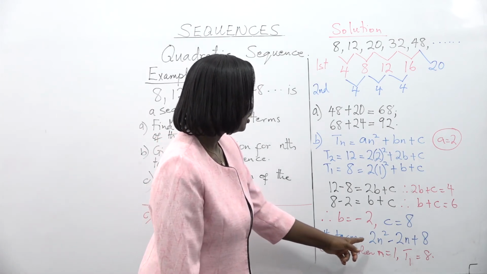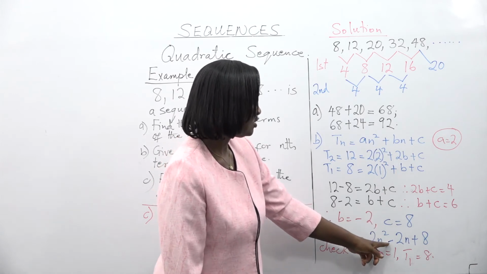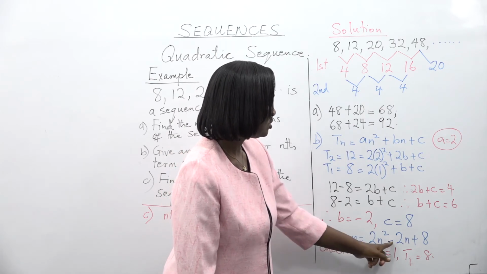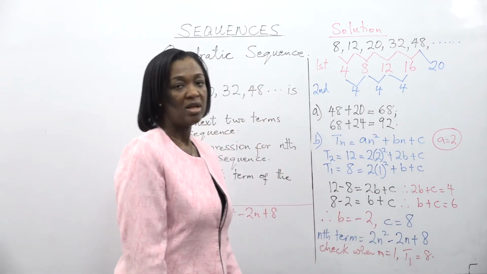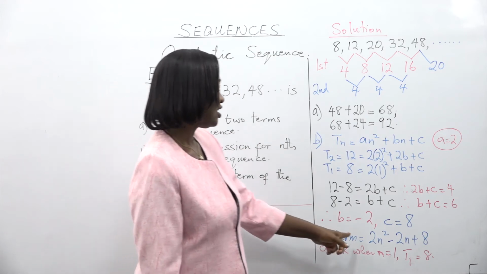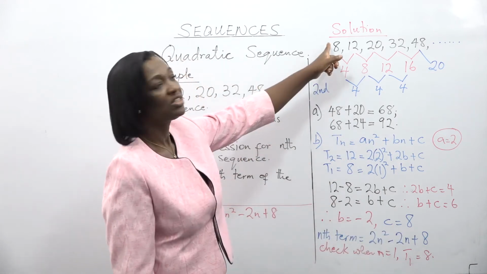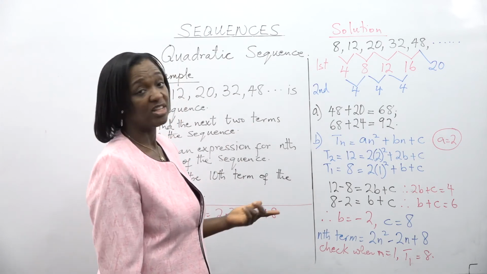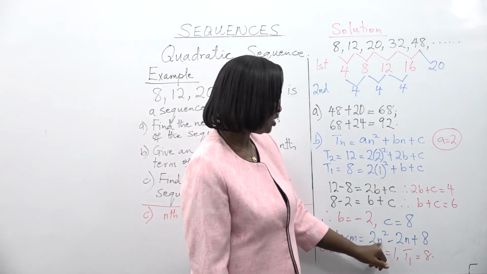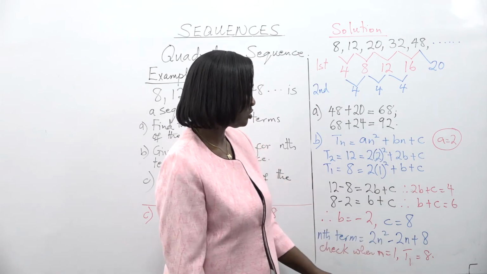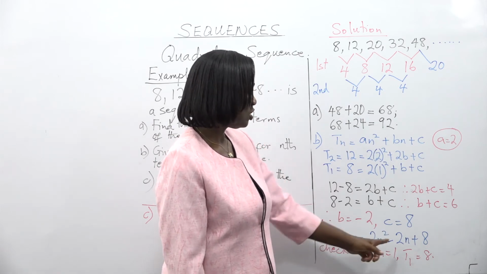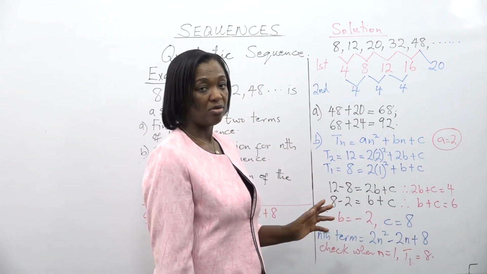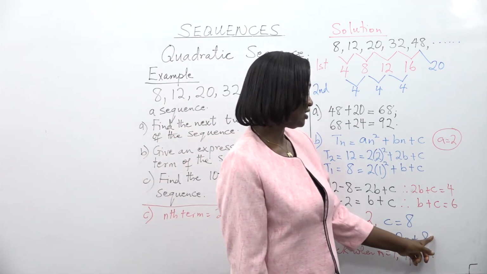The nth term becomes 2n squared minus b, which is minus 2, so minus 2n plus 8. Let's check to see if this expression for the nth term suits our sequence. So we use the first term, which is 8. So n is 1. We input 1 into this expression. 1 squared is 1. 1 times 2 is 2. Minus 2 times 1 is 2. So 2 minus 2 is 0. And we are left with 8.